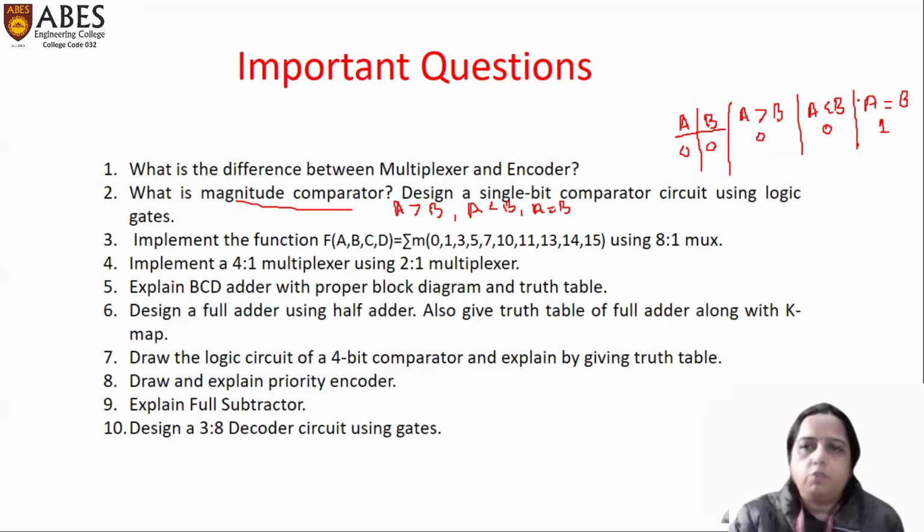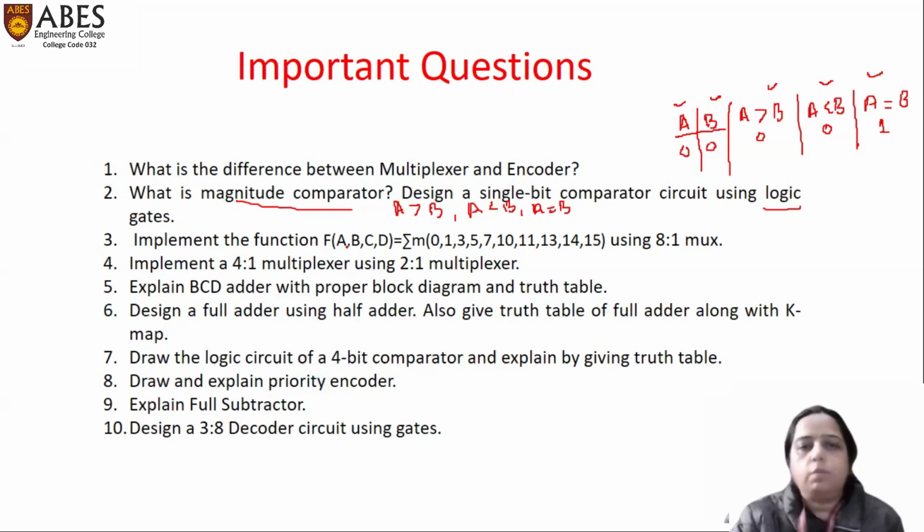Now, based on this truth table, we will draw the K-maps. How many K-maps will be required? We require 3 K-maps as we are having 3 outputs, and they will be 2 variable K-maps. With the help of K-maps, we will find out the logic equations, and with the help of those logic equations, we can draw the logic diagram using different logic gates. This all we will have to write while writing the answer of question number 2.